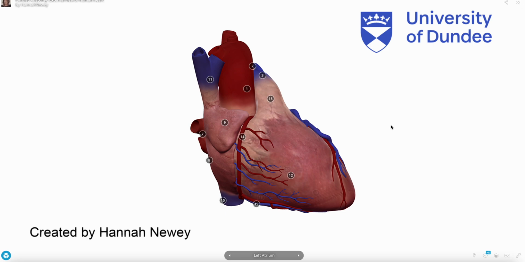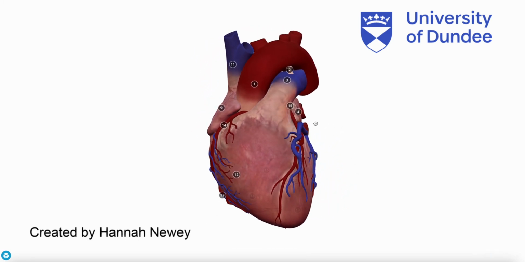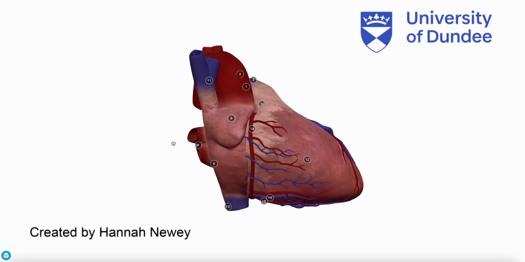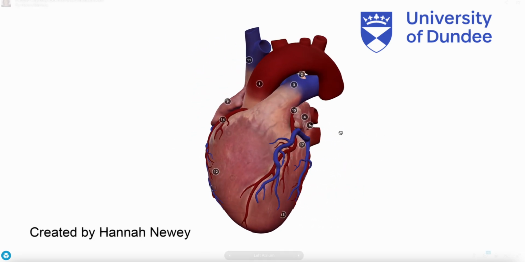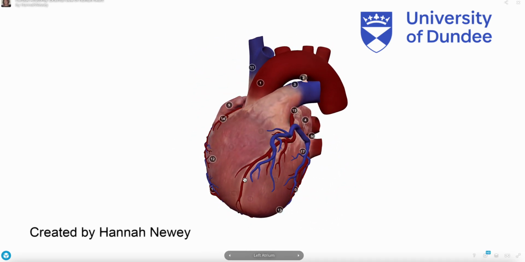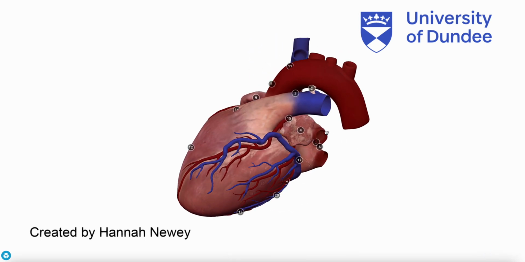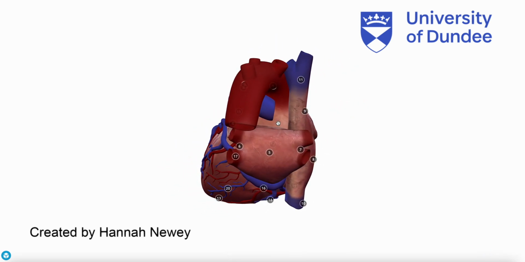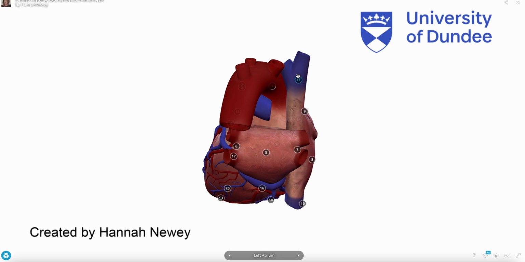Let's take a look at cardiac anatomy using this 3D model created by Newey of the University of Dundee. Now this is an anterior view of the heart. This is a left lateral view of the heart where this is the apex. This is a posterior view of the heart. Superior vena cava, aorta, ascending aorta, descending aorta.